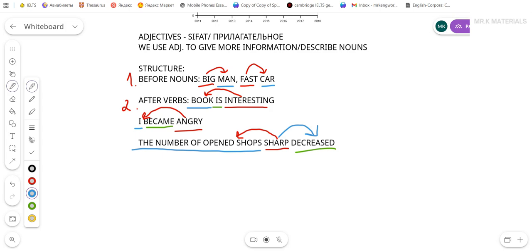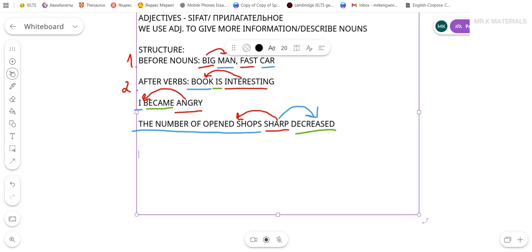You may want to pause the video right now and think what would be the correct version here. Surely, you may want to turn sharp into sharply, into adverb, but we didn't talk about adverbs. Right now we're talking only about adjectives. Let's keep the adjective. What do you think? What kind of sentence we should write here so that sharp actually works like an adjective?